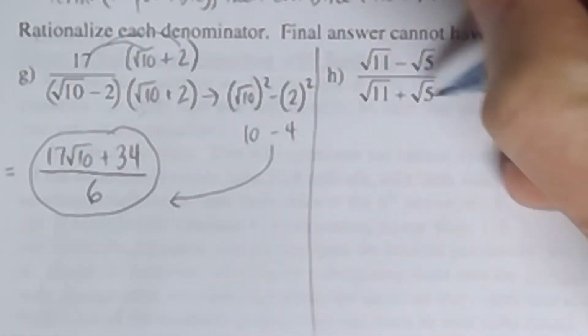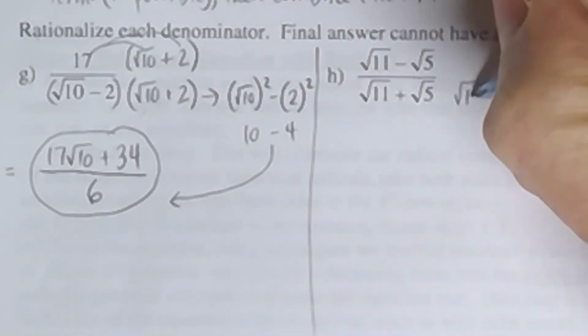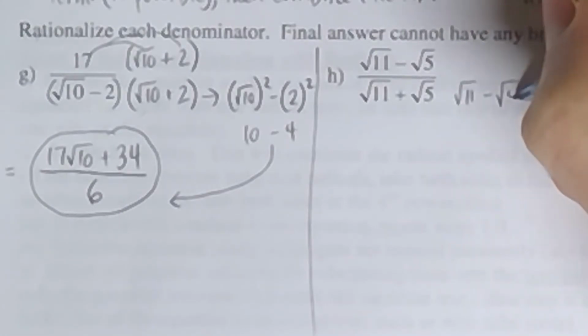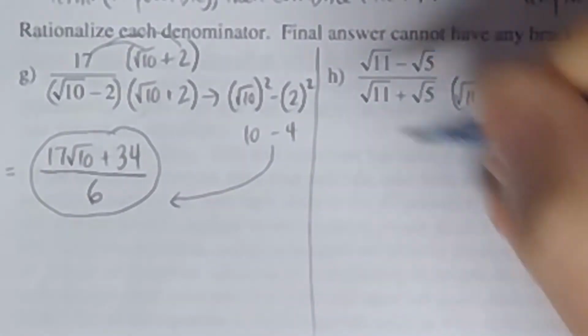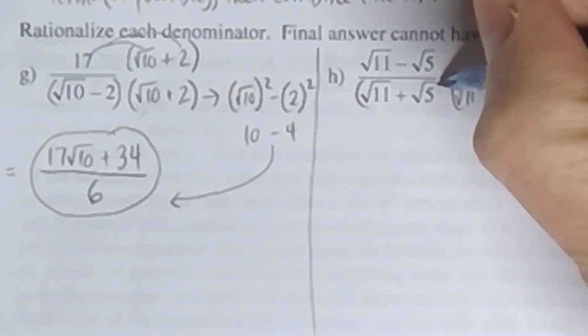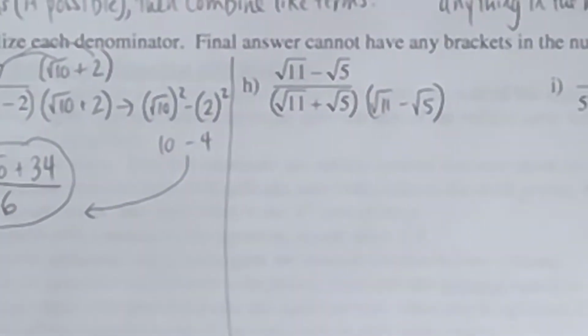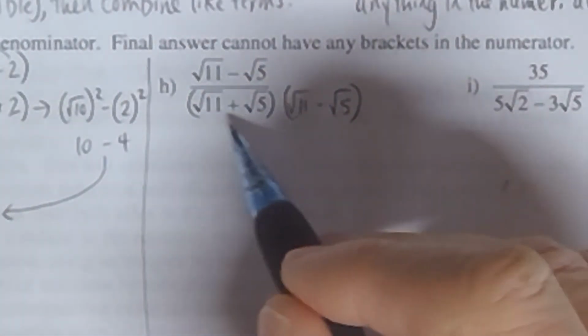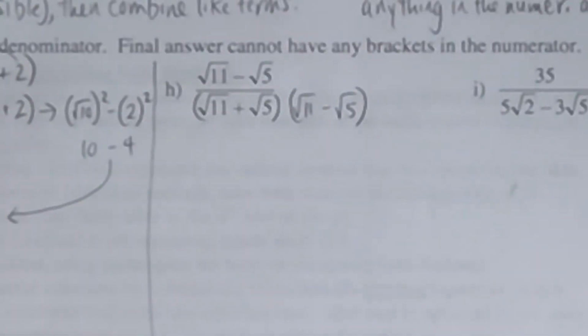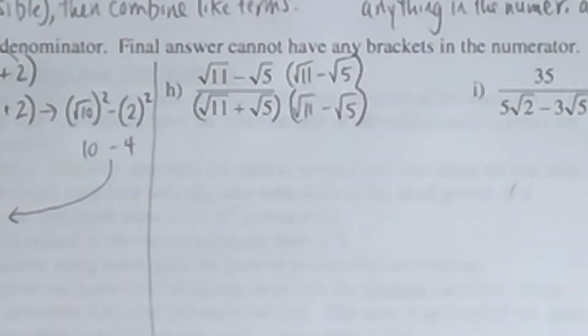Okay, and so let's write that down here. Square root of 11 minus square root of 5. Again, it's got 2 terms, and so we're going to put a bracket around that. This also has 2 terms over here, and so we are going to bracket that as well. Okay, just to remind us that I've got to treat it as if there's a bracket there. But I got to multiply the top by the same thing I'm multiplying the bottom by.